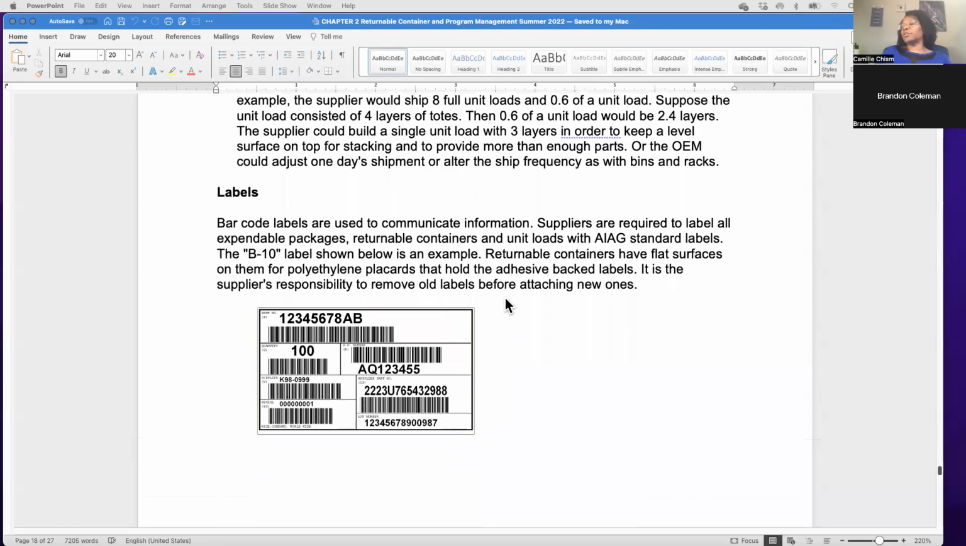Labels. Labels are used throughout to communicate what the material is. There's a standard format for these labels. So if you look, not just in automotive, but in a lot of industries, the labels will look very similar. So you're going to see the human readable part, which is a number, and then you're going to see the barcode.